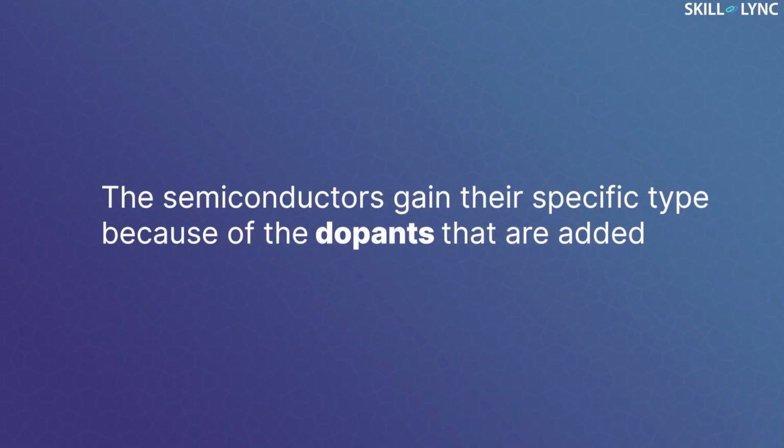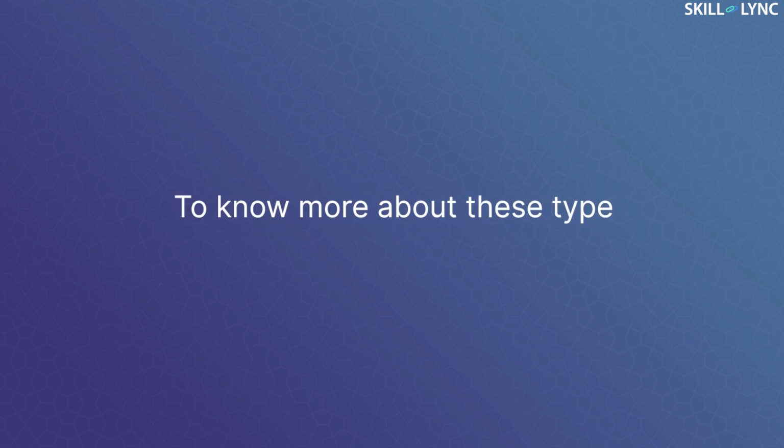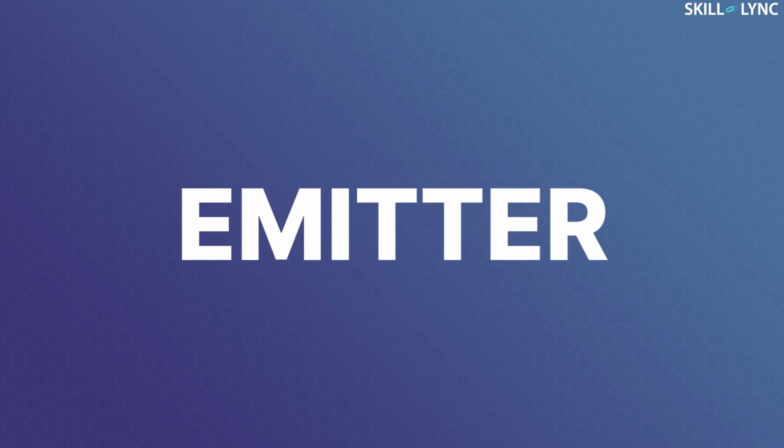The semiconductors gain their specific types because of the dopants that are added. Dopants are impurities that are added to a pure semiconductor in order to change its conductivity. To know more about these types, you can check one of our previous videos, the link to which is given below. The first terminal that we will discuss is the emitter.